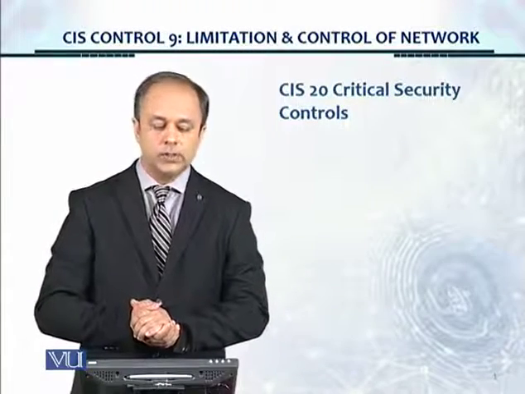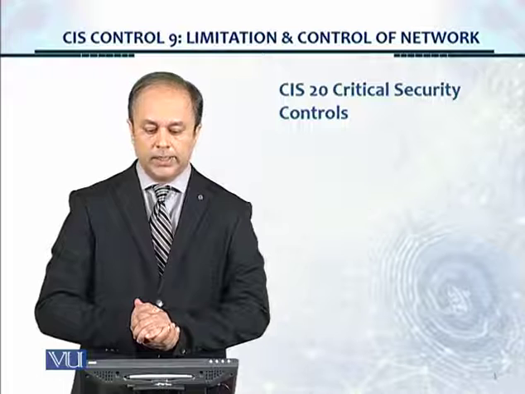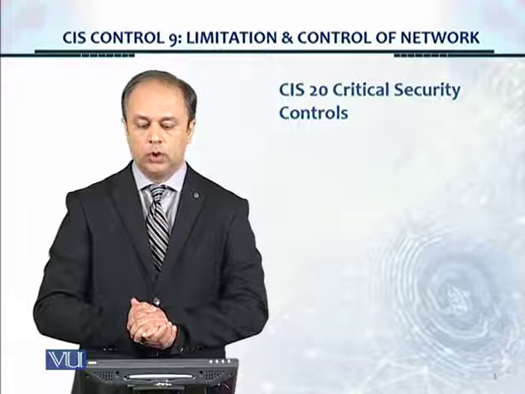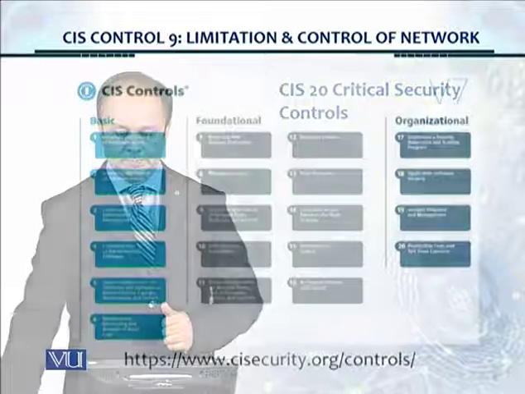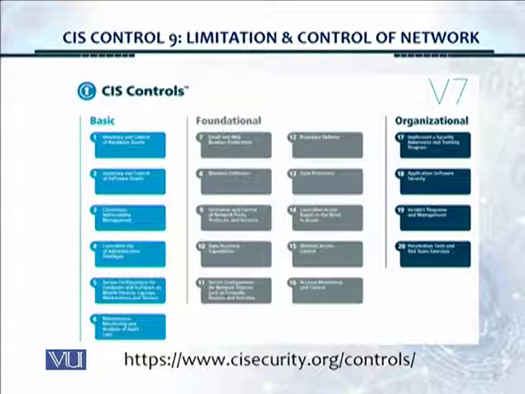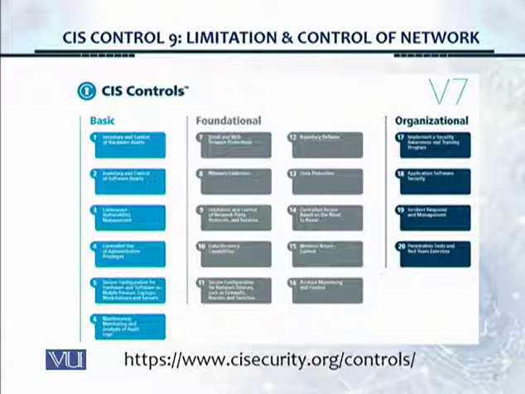Welcome. In this module, we'll talk about CIS, Center for Internet Security Control number 9, limitation and control of network ports. And let's have a look at more detail. Now, this is the overall version 7 CIS controls layout. The top 20 security controls, the URL is shown on the bottom of the screen. We are talking about control number 9, limitation and control of network ports, protocols, and services. And these are foundational controls.